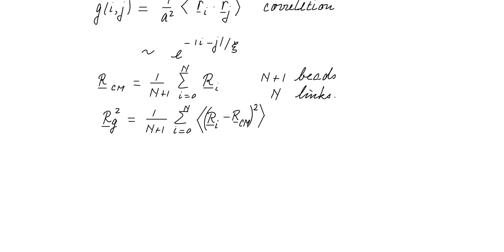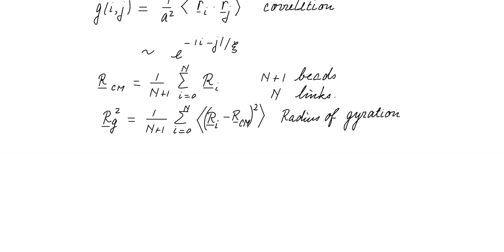Finally, we define the radius of gyration, and that's this object here, and it is defined as the root mean square of the distance of each bead to the center of mass. Because we have n plus 1 beads, we divide by n plus 1 to get the average. Obviously, this is a very important quantity. It tells you how big the polymer in the end will be. If it's curled up, it will be much smaller than when it's really stretched. Next, we define the radius of gyration, which is the mean square average of the distance between the beads and the center of mass.